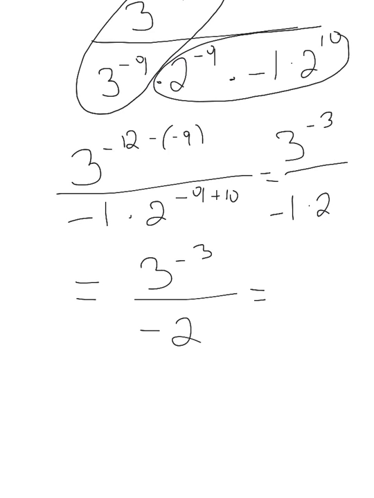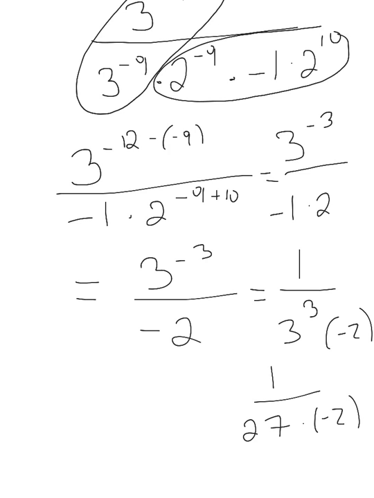And how do you write 3 to the negative third? 3 to the negative third is the same thing as 1 over 3 cubed. And don't forget times negative 2. And now you get 1 over 27 times negative 2, and your final answer will be 1 over negative 54. That's how you get the answer.